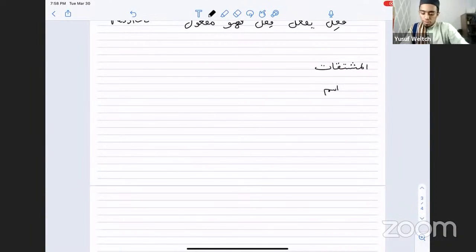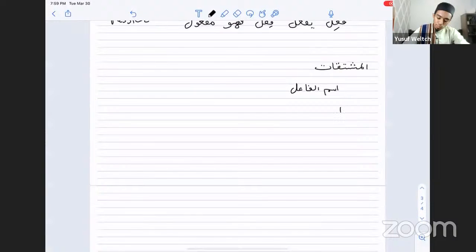Bismillah wa salatu wa salam ala Rasulillah. In our previous lessons, we've been looking at the mushtaqat, which are the derivative nouns, which are meanings derived from the original 3 root letters of the word, and then the meanings change and vary according to the pattern that you place them on. So we spent quite a bit of time on the 2 most important, which are the ism fa'il and the ismul maf'ul.